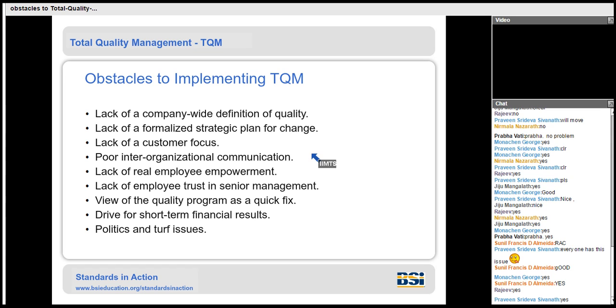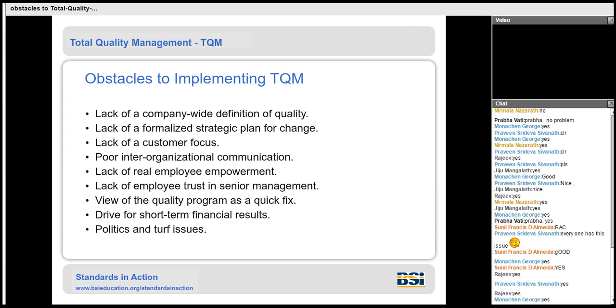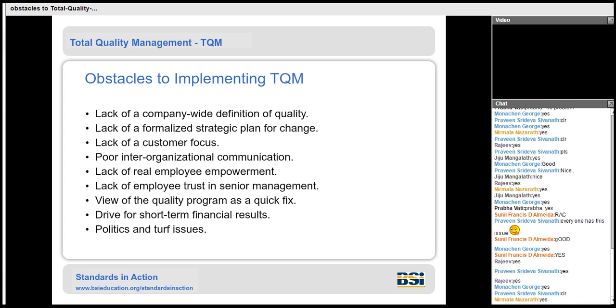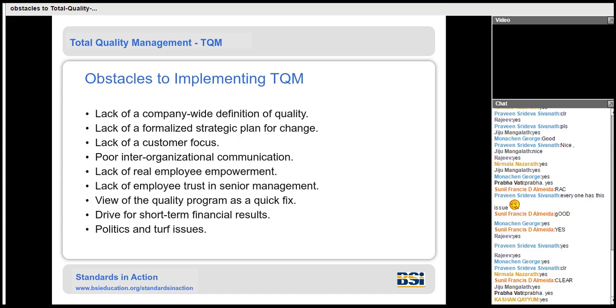Okay, clear to all, this obstacles to implementing TQM slide? What about others? Rajiv says yes, Praveen says yes, Monachen says yes, Kamla says yes, Sunil says yes, Jiju says yes, Prabha says yes, Kashan says yes. Okay, great.